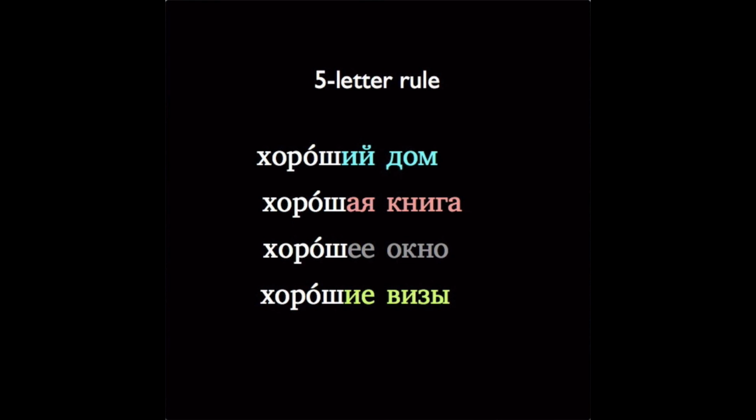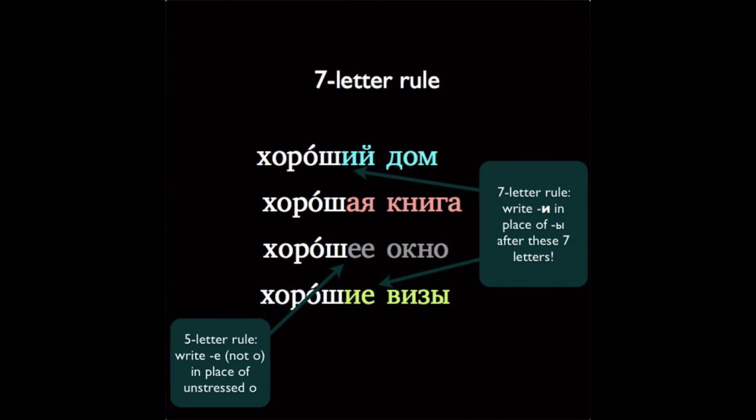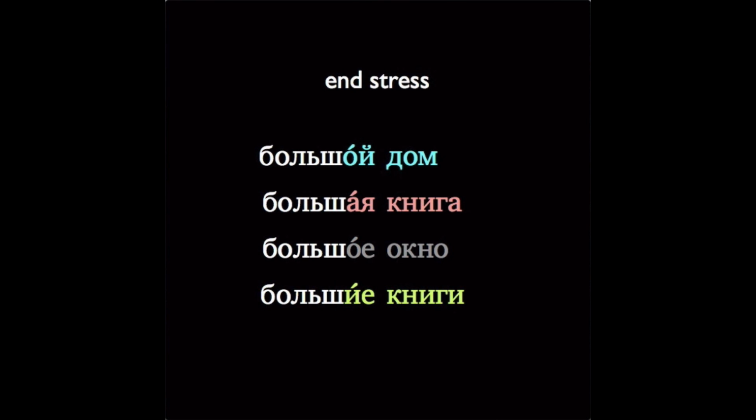And the 5-letter rule can be important for the neuter. Хорошее окно. The 5-letter rule here explains why we're spelling хорошее with е instead of о. And you'll see that the 7-letter rule explains why we have the letter и in the masculine and plural forms after ш. And one last set.